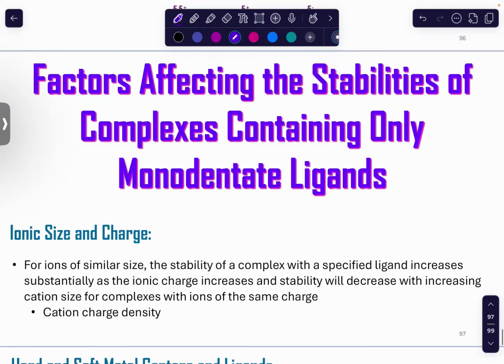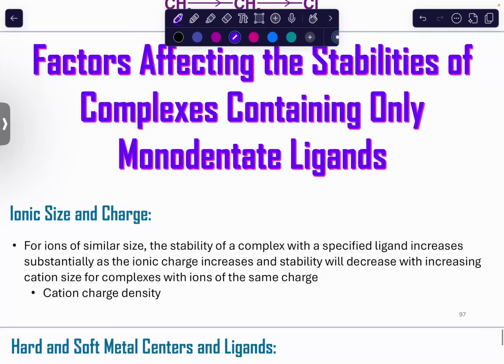And then some factors affecting stabilities of complexes containing only monodentate ligands: ionic size and charge. For ions of smaller size, stability of the complex with a specified ligand increases substantially as the ionic charge increases, and stability will decrease with increasing cation size. So again, this is driven by charge density of the cation.